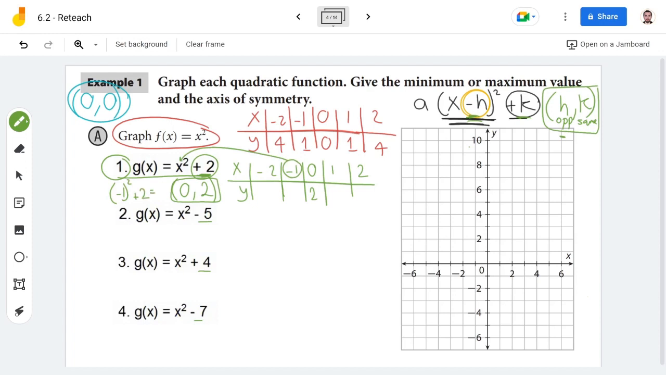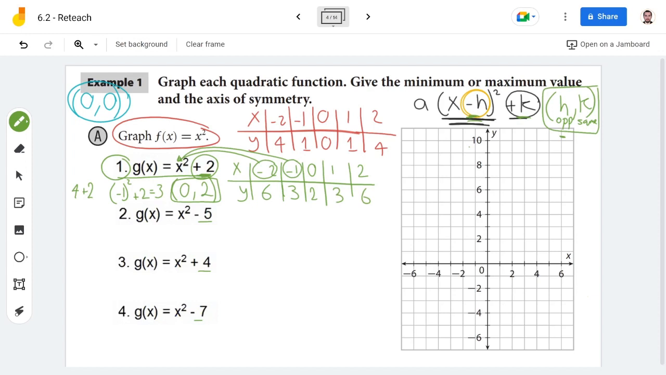So the answer is what? -1 to the power of 2 is equal to 1. 1 plus 2 is 3. So the answer here is 3. Now let's replace -2. It should be 4 plus 2, which is equal to 6. Now because of the axis of symmetry, this one should be 3, this one should be 6.